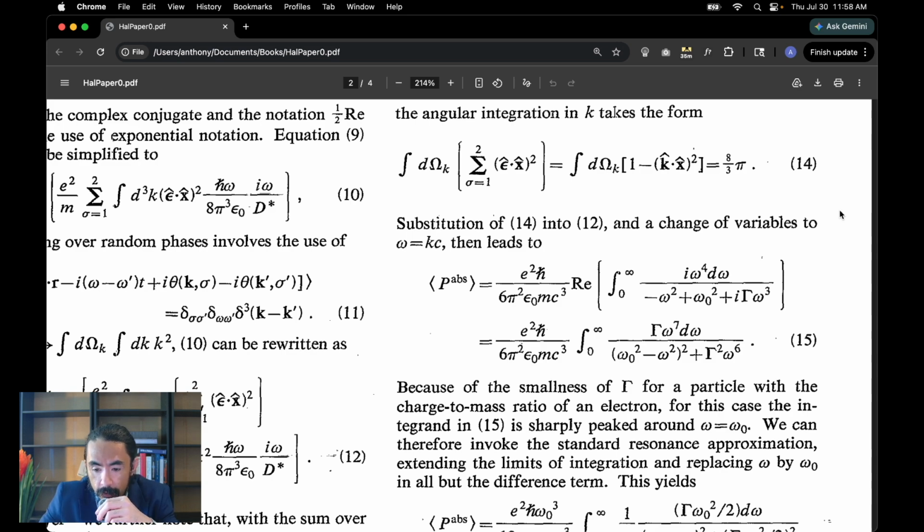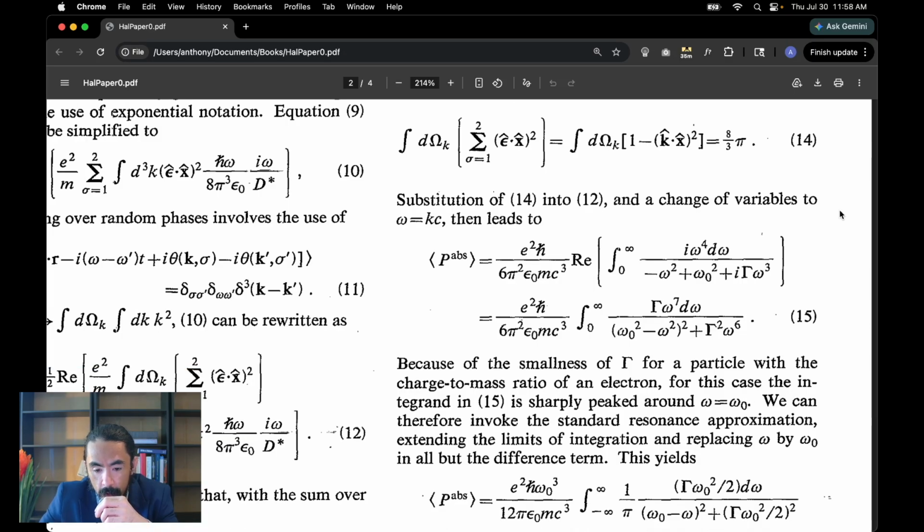The substitution of equation 14, this value of the integral with respect to d capital omega sub k being equal to 8/3 pi, into relation 12, which was our most recent formulation for the expectation value of the absorbed power, as well as a change of variables to omega equals lowercase k times lowercase c, then leads to the expectation value of the absorbed power being equal to a fraction with a numerator of lowercase e squared times h bar over a denominator of 6 pi squared times epsilon naught times m times c cubed, times the real component of the integral from 0 to infinity of a fraction with the numerator of i omega to the 4th power d omega over a denominator of negative omega squared plus omega naught squared plus i times capital gamma times omega cubed.